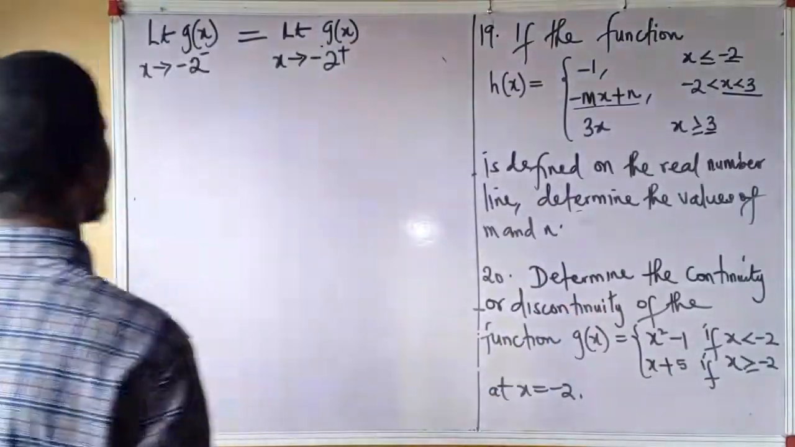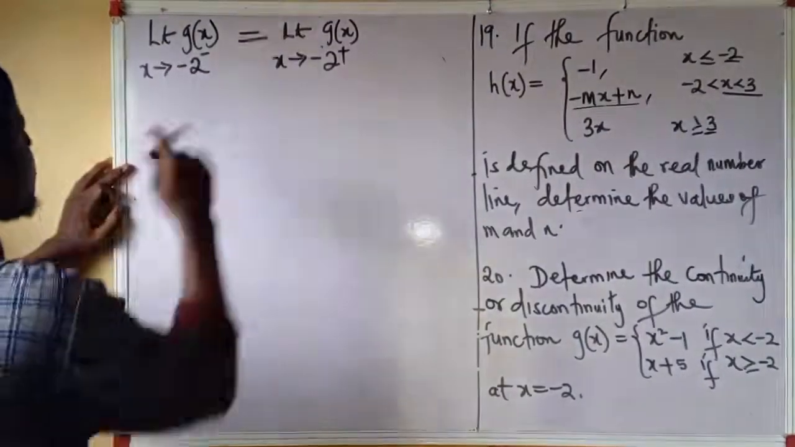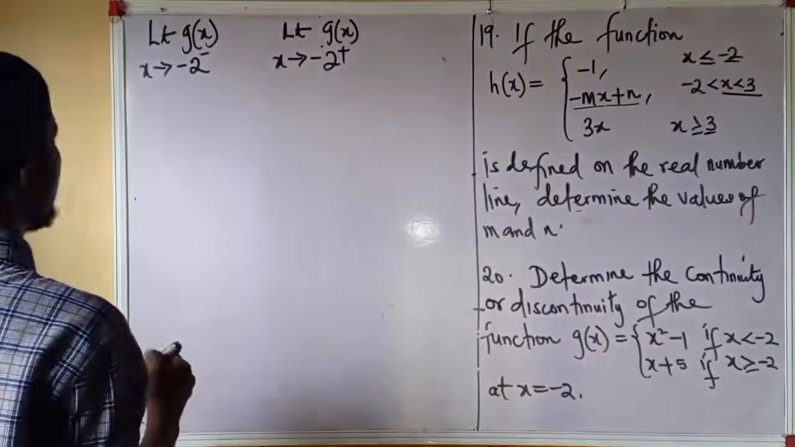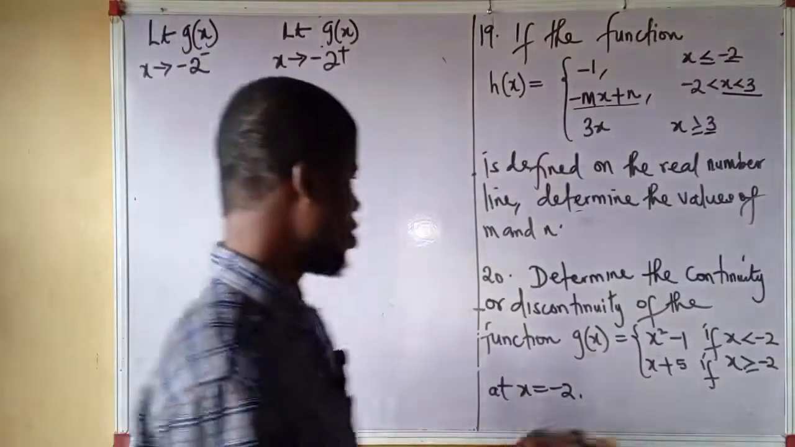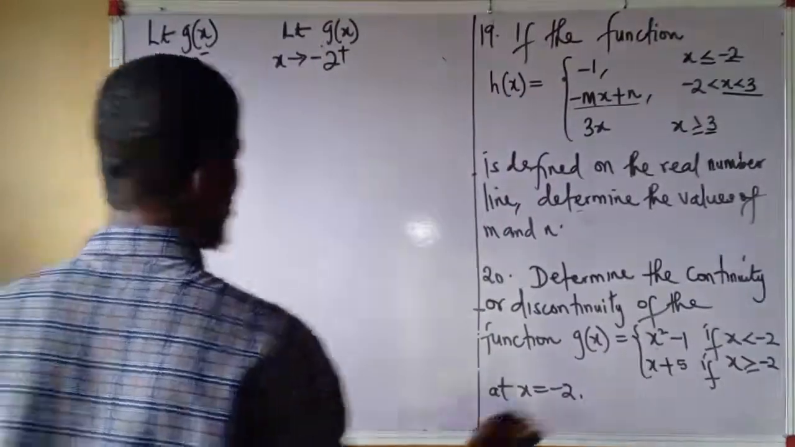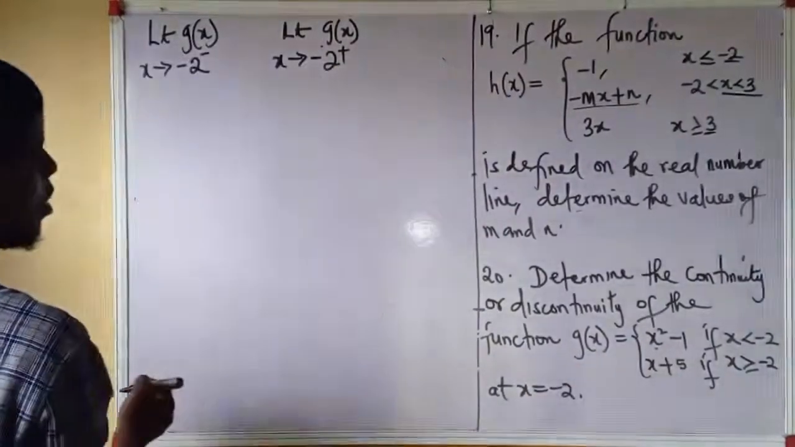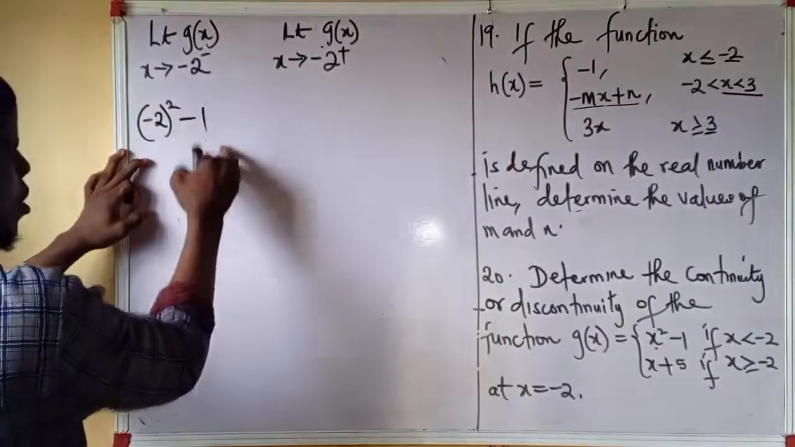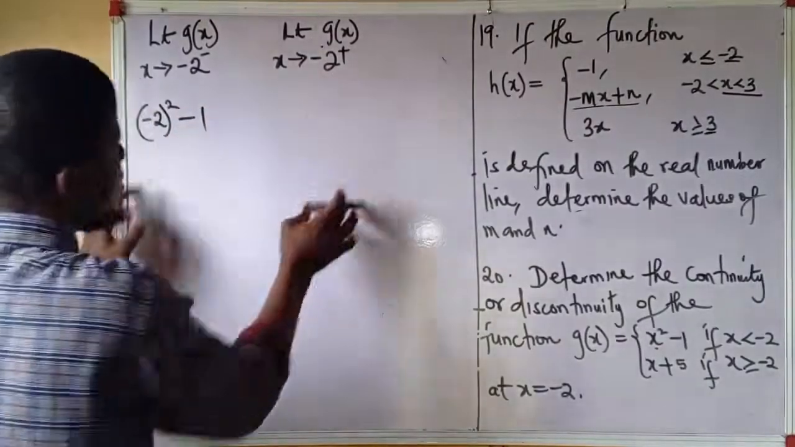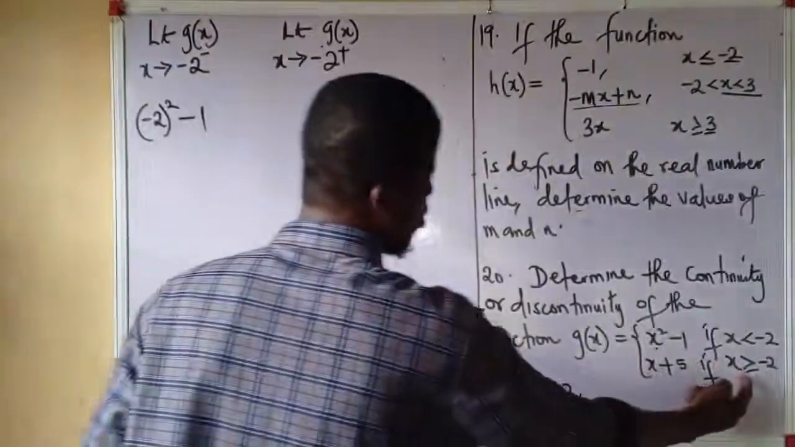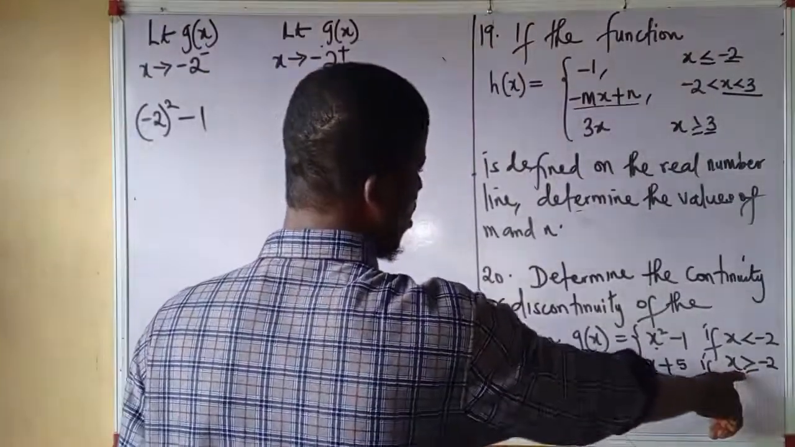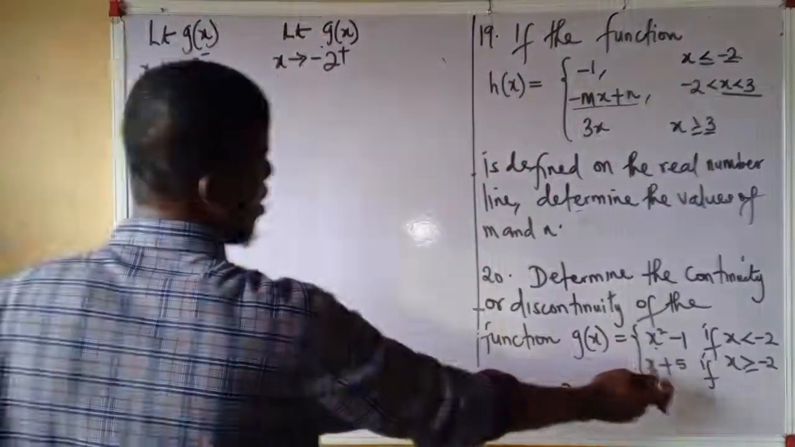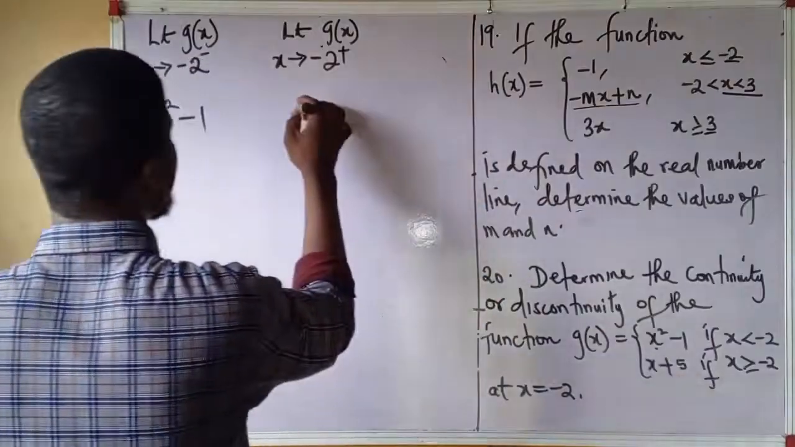Let's check. The left-hand limit, okay, let me remove this equal to. The left-hand limit, we have to check for x less than minus 2 using this. So anywhere I see x here, I'm writing minus 2, right? So that will be minus 2 squared minus 1. And here, the right-hand limit, I'll be using this because this is where x is greater than minus 2. So I'll write minus 2 here, minus 2 plus 5.